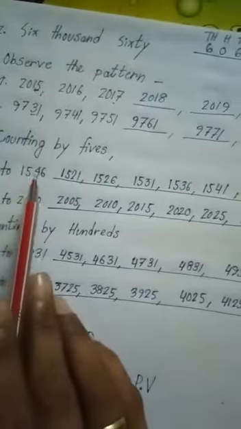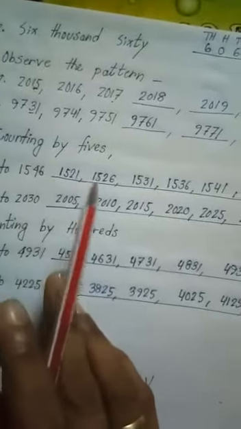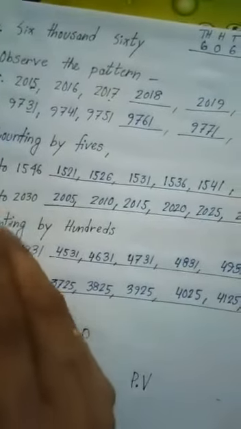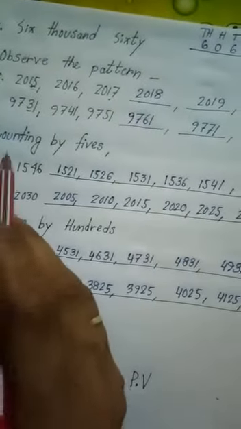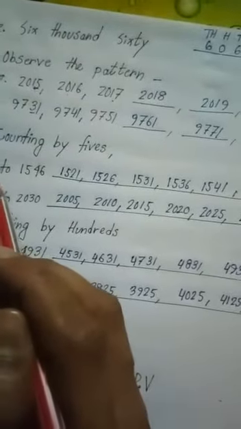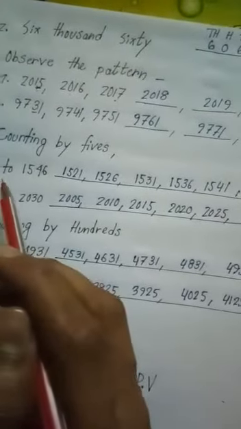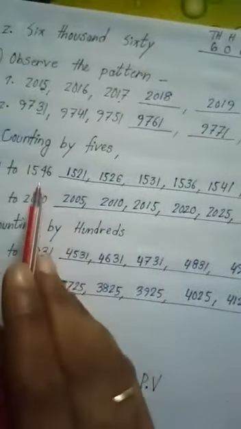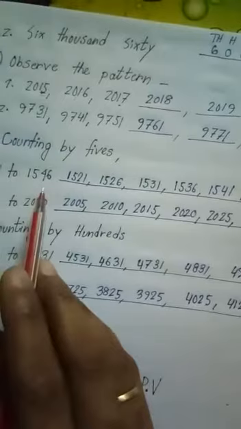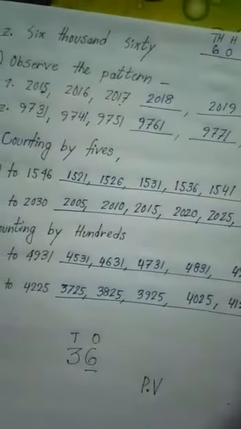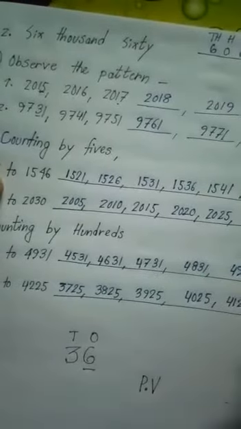1521 to 1546. You just write the numbers up to this, counting 5. You increase by 5: 1521, increase 5, 1526. Then again increase by 5, 1531, and so on. In this way you write up to 1546. In the ones place you increase by 5.